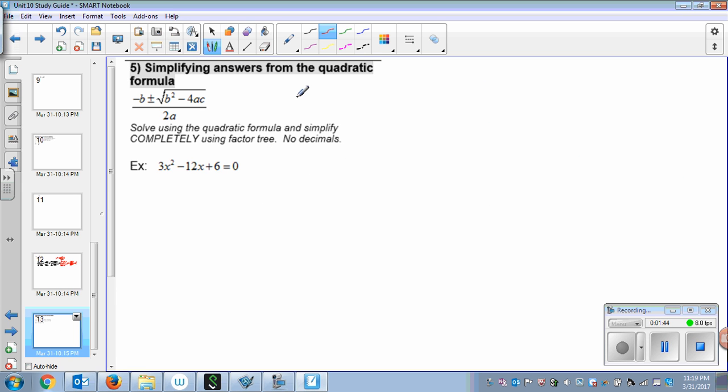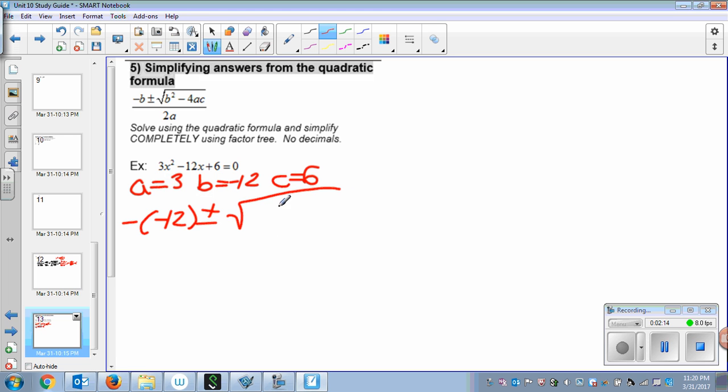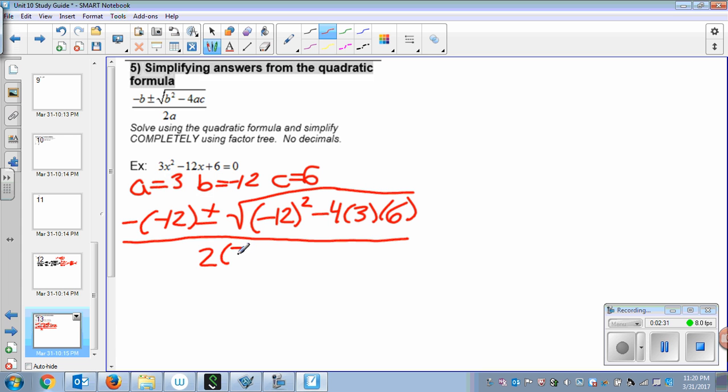All right, the last problem, simplifying answers from the quadratic formula. So first it needs to equal 0. This one does. If it equals 0, you can pick out your A, your B, and your C. My A is 3, my B is -12, and my C is 6. Then I start plugging in parentheses. I always substitute in parentheses. So I have negative B plus or minus the square root, parentheses, -12 squared, minus 4, parentheses 3, parentheses 6. And then this is all over 2, parentheses 3.